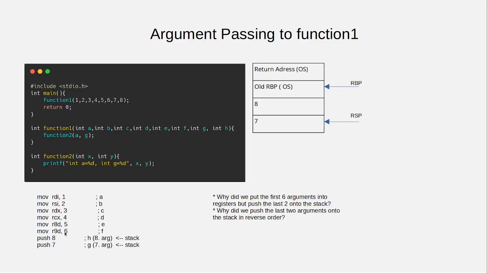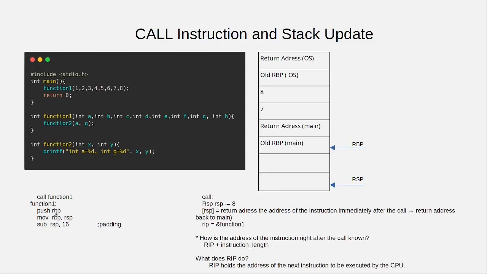So for arguments 1 to 6, we assign them to the registers. Then starting from 8 and 7, we push them onto the stack in reverse order. And as you can see, they now appear in the stack. After making these argument assignments, we can call function 1. We call function 1 with the instruction call function 1. This call is actually a special instruction. We will talk about how before we move on.